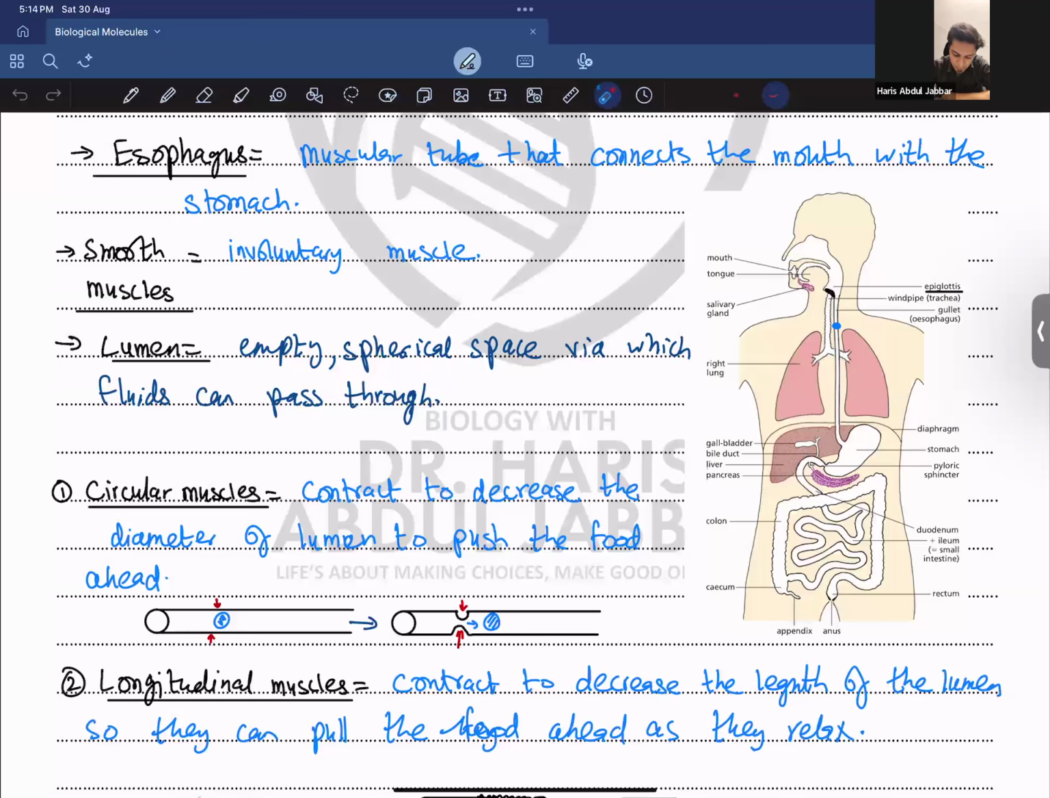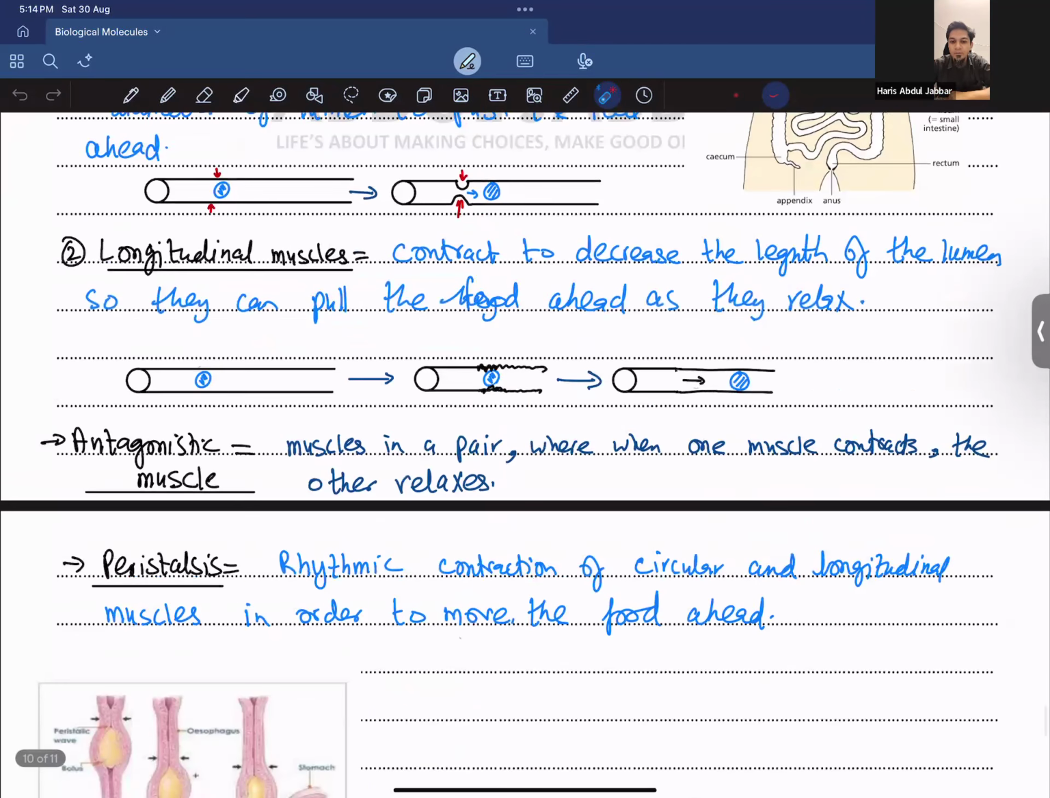Last what we talked about was the esophagus, और esophagus के अंदर हम लोगों ने क्या बात करी थी कि esophagus is a muscular tube that connects the mouth with the stomach. It has smooth muscles, the longitudinal and the circular. When the circular muscles are going to contract, they're going to decrease the diameter of the lumen, while the longitudinal muscles are going to relax at the very same time when the circular muscles are contracting, pulling the food ahead, right?